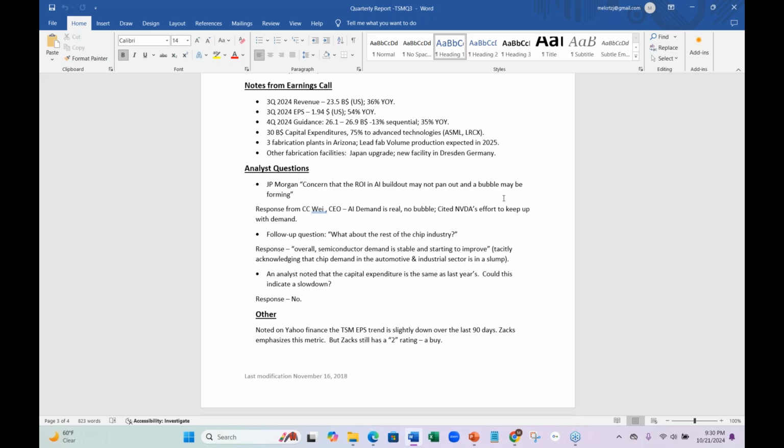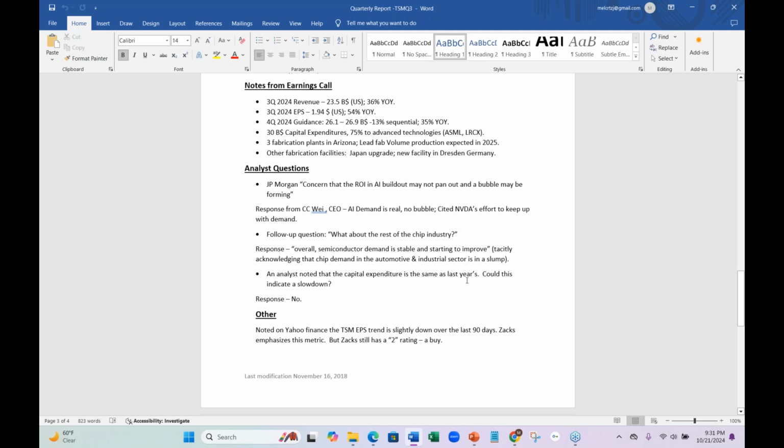The follow-up question was, what about the rest of the chip industry? And this is, I think, one of the reasons ASML fell. The response is overall semiconductor demand is stable and starting to improve. Okay, we're talking about everything else except the AI side. And I put down here that this seems to be tacitly acknowledging that chip demand in the automotive industry sector is probably in a slump. And if we believe him, maybe it's starting to improve.